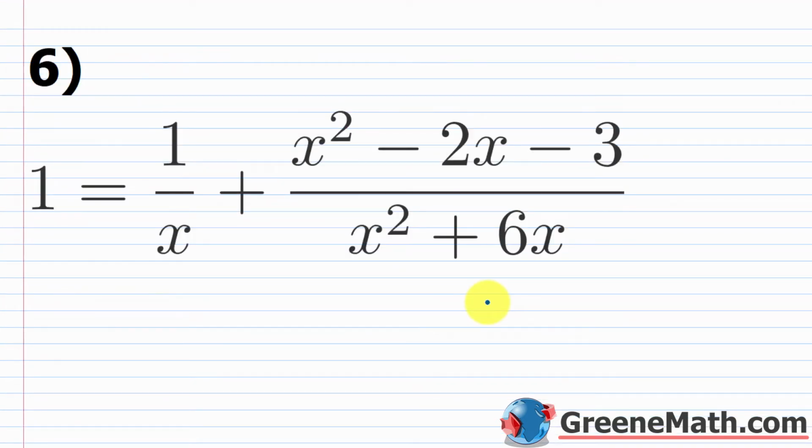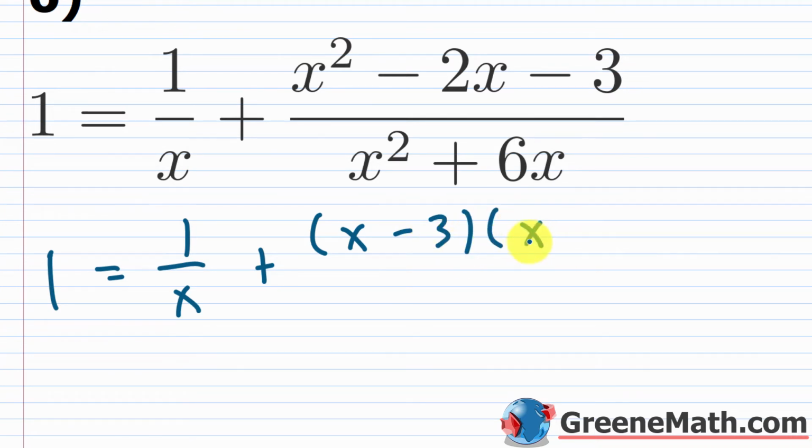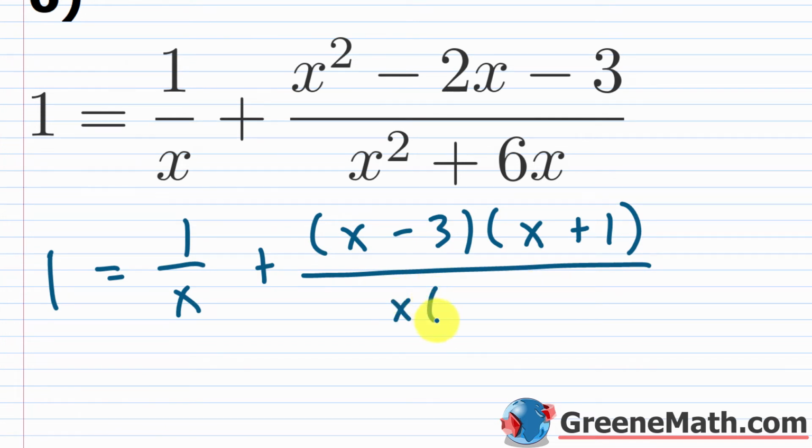All right, let's take a look at problem number 6. So here we have 1 is equal to 1 over x plus x squared minus 2x minus 3 over x squared plus 6x. Okay, the first thing I'm going to do is just factor everything that I can. So 1 is equal to 1 over x. And then plus, this guy up here, can I factor that? I need two integers whose sum is negative 2 and whose product is negative 3. X minus 3, that quantity, times the quantity x plus 1. And this would be over, down here, I'm going to factor out the x, and I'll have x plus 6 inside the parentheses. Okay, nothing's going to cancel here, so I've checked that.